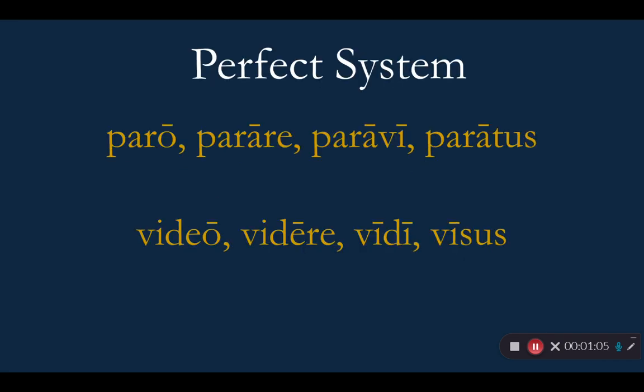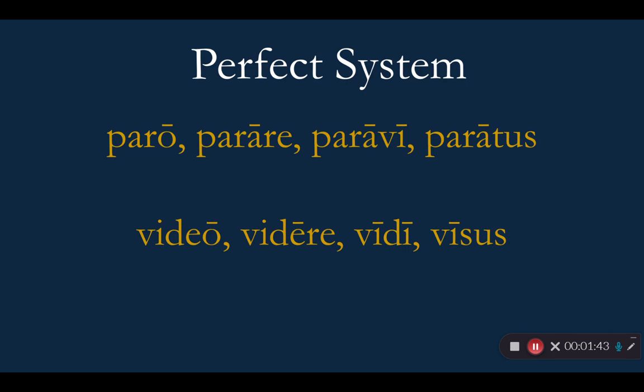All 3 tenses of the perfect system are built on the perfect stem. To find the perfect stem of any verb, go to the third principal part and take off the long I. Notice I said any verb. It doesn't matter which conjugation your verb comes from. Paro comes from the first conjugation. Video comes from the second conjugation. I could have picked a third conjugation, a third IO, a fourth conjugation. It doesn't matter. When we're in the perfect system, we find the stem by going to the third principal part of any verb and taking off the long I.